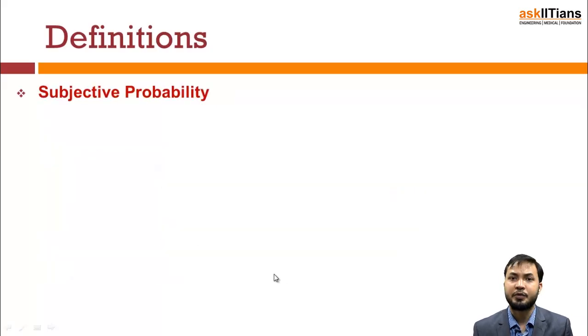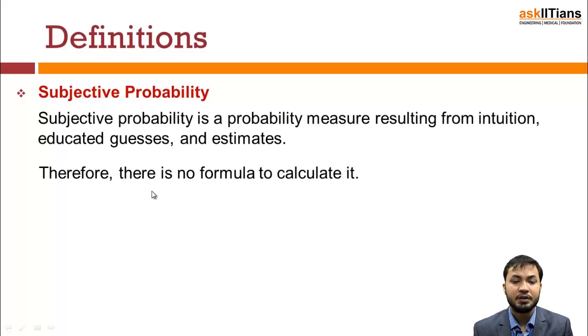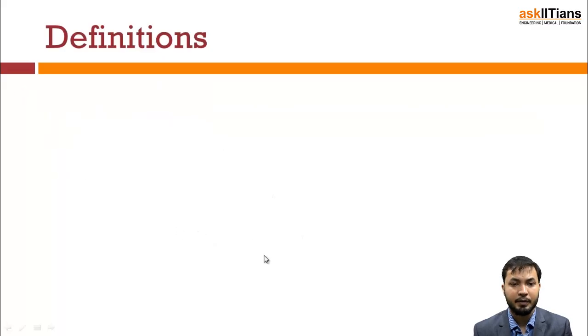Next is subjective probability. Subjective probability is a little interesting. Why? Because it's mostly based on intuition and guesstimation. Basically, subjective probability is the probability measure resulting from intuition, educated guesses and estimation. Thus there is no formula to calculate that. There is no particular formulation for it, so it is usually found by consulting an expert.